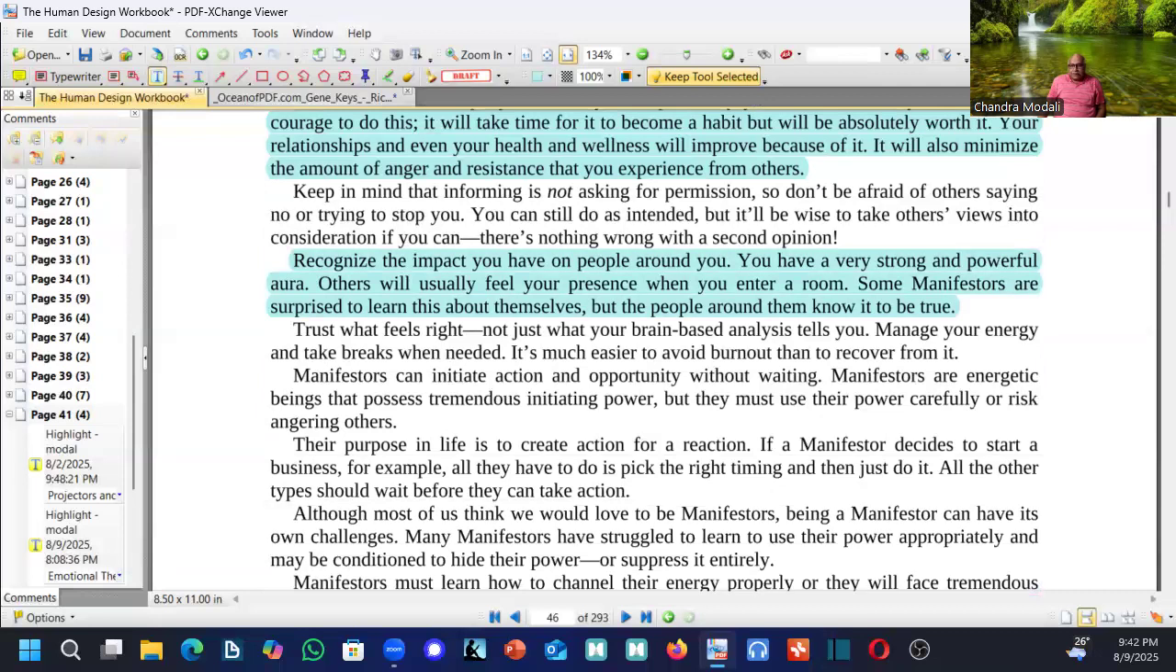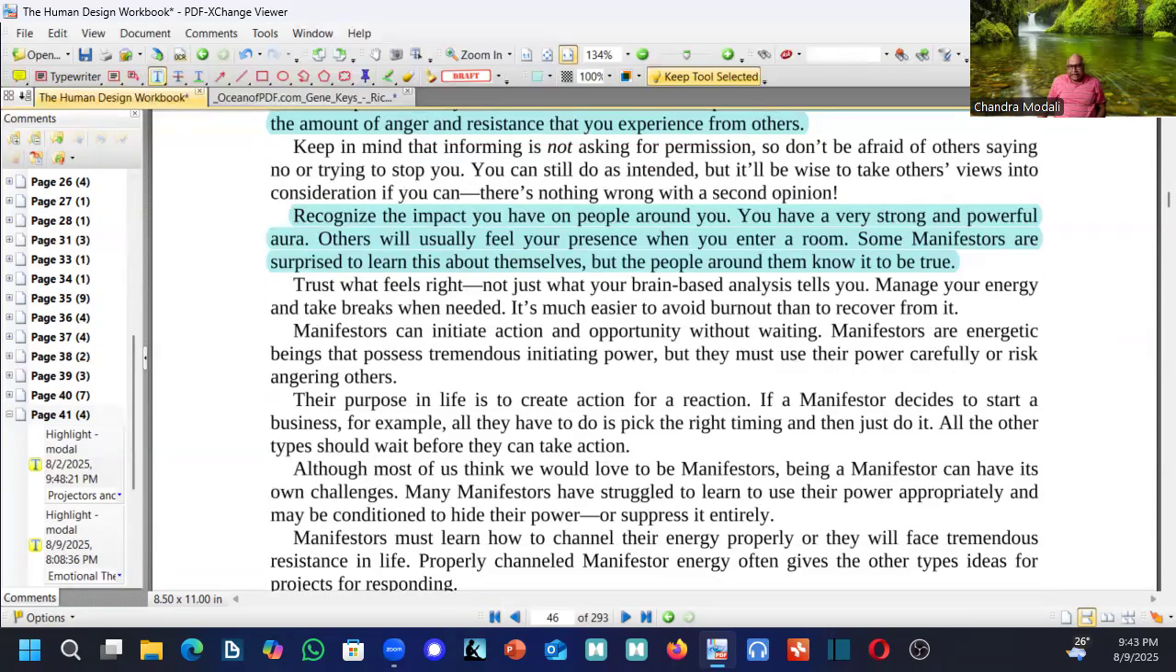Trust what feels right, not just what your brain-based analysis tells you. Manage your energy and take breaks when needed. It's much easier to avoid burnout than to recover from it. Manifestors can initiate action and opportunity without waiting. Manifestors are energetic beings that possess tremendous initiating power, but they must use their power carefully or risk angering others. Why are they going to anger others?